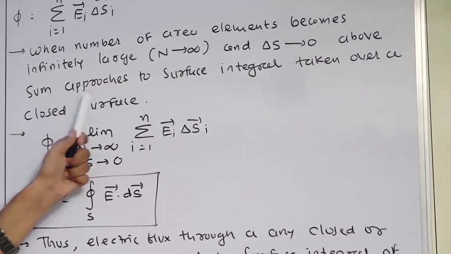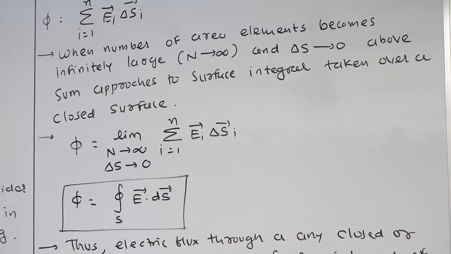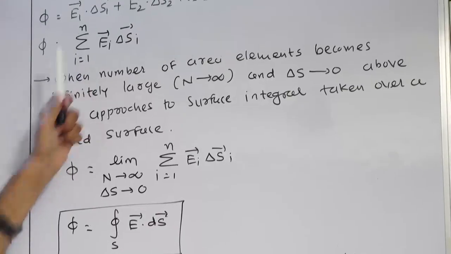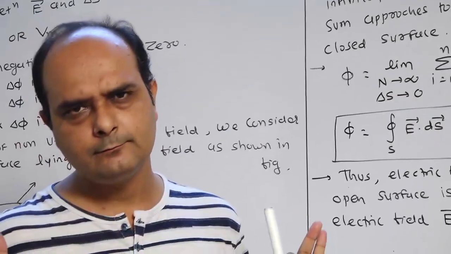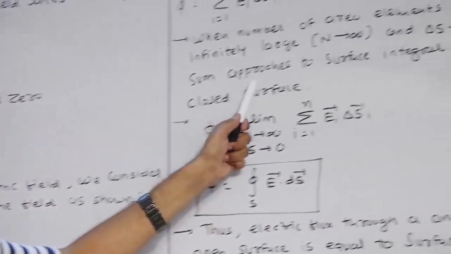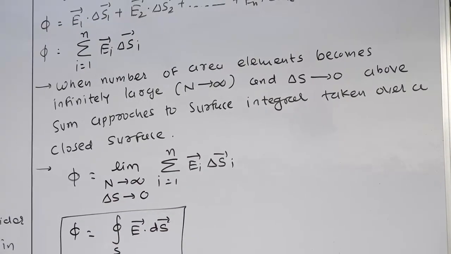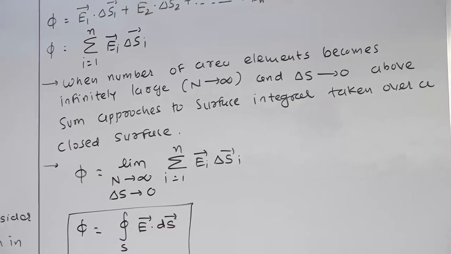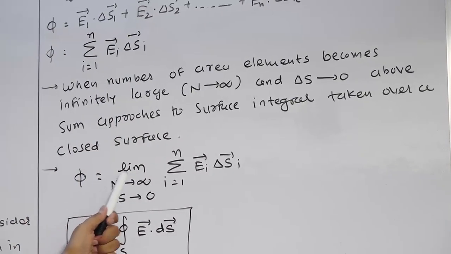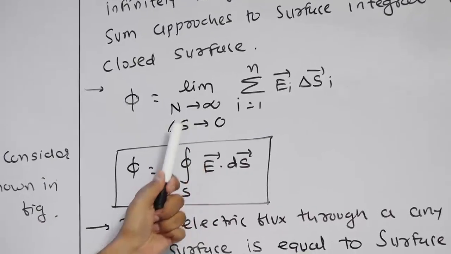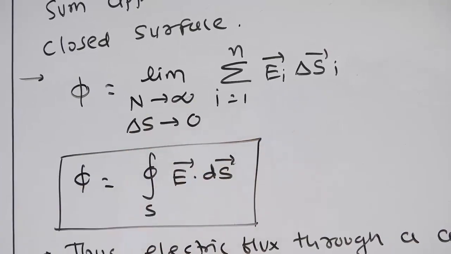The above sum approaches the surface integral taken over a closed surface. This sum is converted into a surface integration. In simple language, it is shown like this, but according to our textbook language, the sum approaches the surface integral taken over our closed surface. So, dear students, the next step can be written down like this. Rewrite this equation: flux phi is equal to limit n tends to infinity, delta S tends to 0, sigma i equal to 1 to n of vector Ei dot delta Si.